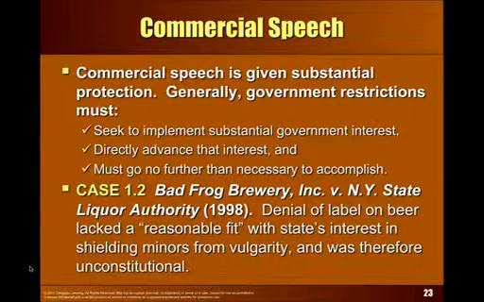All right, then the last one, must go no further than necessary to accomplish. If you get a scenario that says the government's banning speech, a red flag should go up, right? So it's kind of presumed that's bad, unless that's the only way you can stop it.